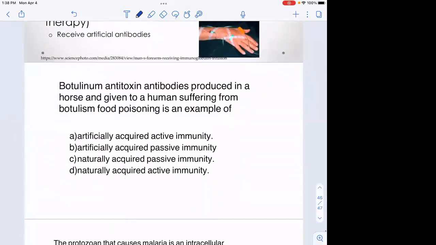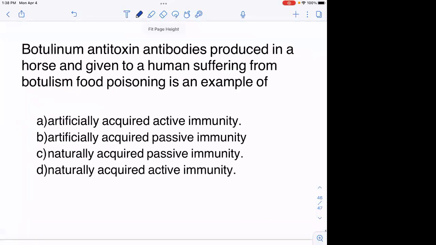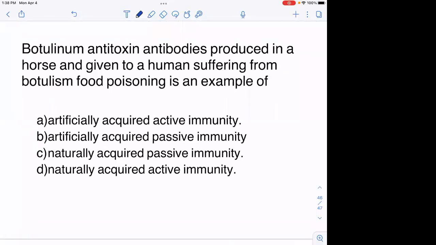Okay, so here's a practice question using those terms. Once you get them down, you'll have them. So take a minute, read that over, make your choice.